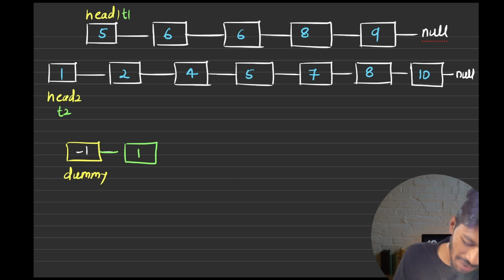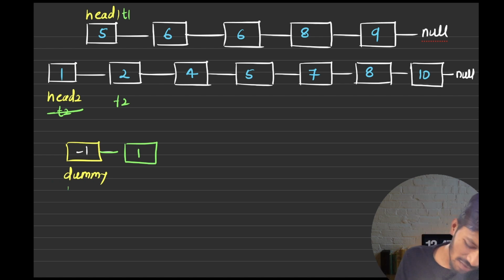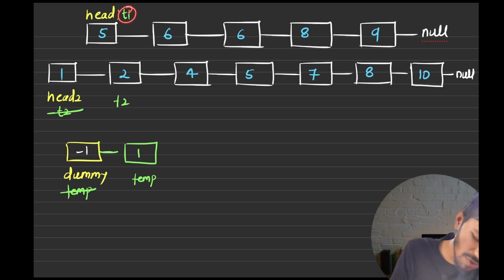I will put 1 over here, and what I will do is I will simply move temp1 to the next node, temp2 to the next node, and I also have the temp which was initially pointing to the dummy node. Now I will simply take temp to the next node itself. Now again I have temp1 and temp2.